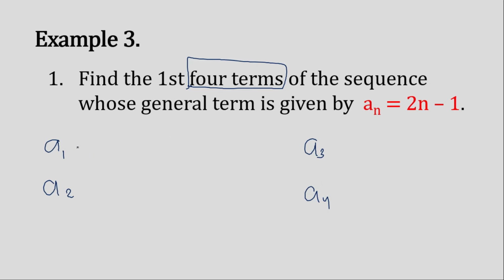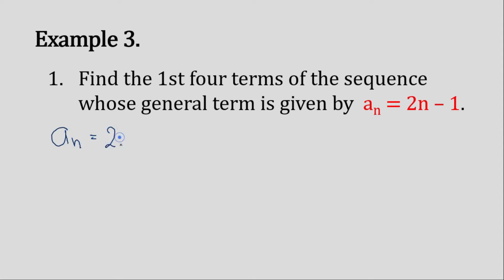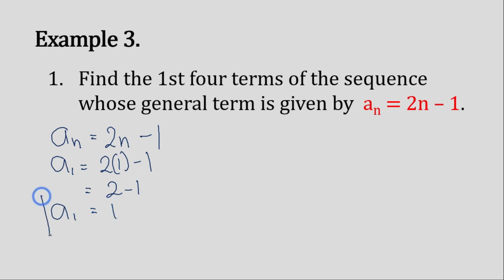Now the formula is, let's solve for a sub 1 first. So we have the formula a sub n is equal to 2n minus 1. Now let's solve for a sub 1. A sub 1 is equal to 2 multiplied by 1 minus 1. See how I change n into 1 to have this formula? So we have 2 minus 1. So a sub 1 is equal to 1. So this is our first term.